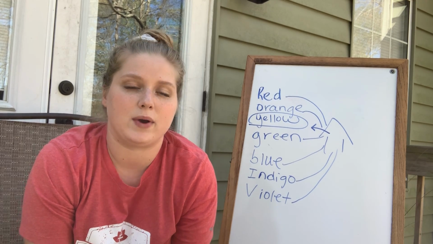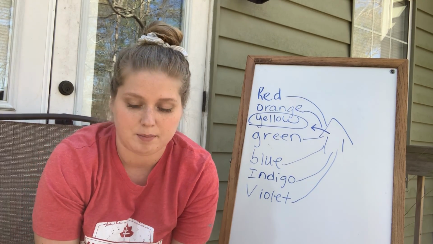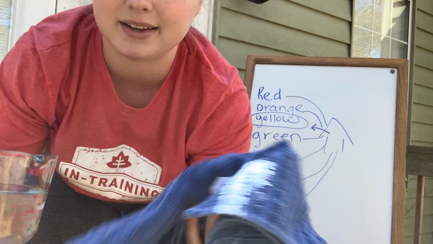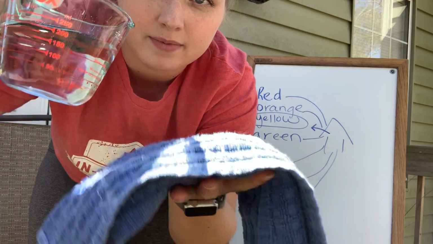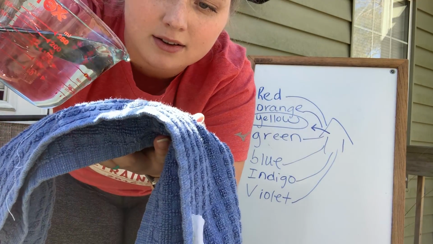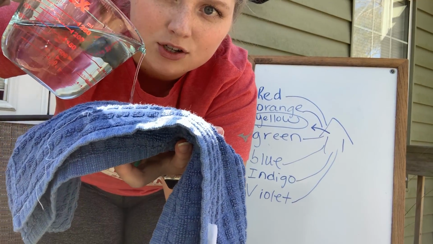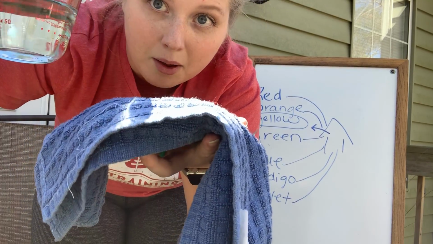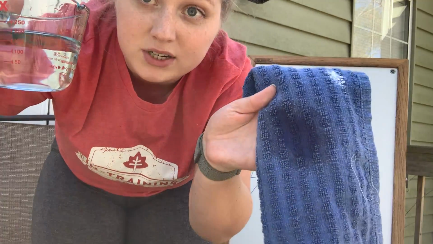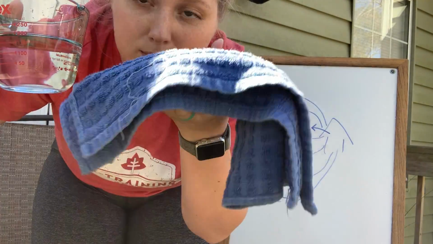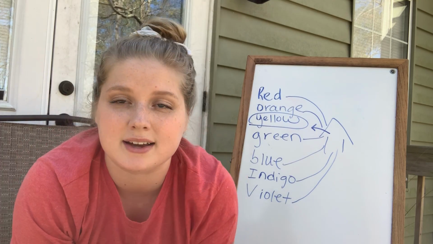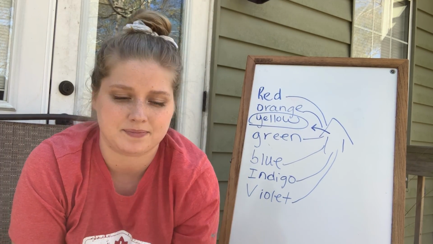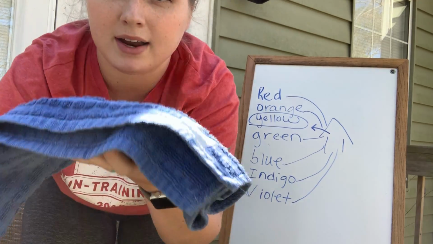Light waves are absorbed, but to give you a visual of what absorbed might look like, all right, here's water, and do you see water coming out the other side of my rag? No, it's soaked in. All right, the rag absorbed the water, just like some objects absorb light waves. That means that we can't see them. Let me do it one more time, all right?